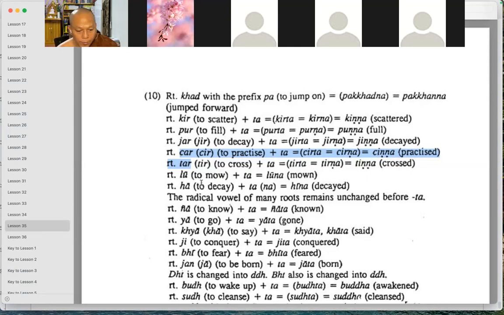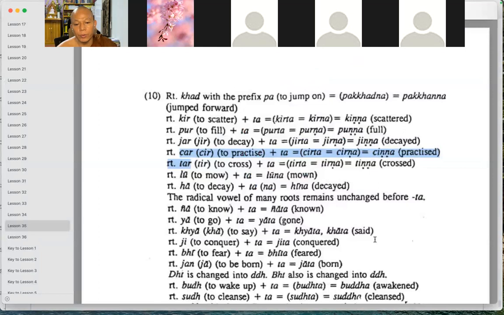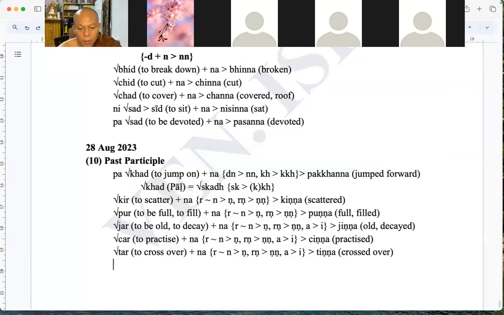And then next, dar. Dar means to cross over, with na. So rana changes to nana, changes to e. So dena, crossed over, in this way. And then next is lu. So lu, to reap also.